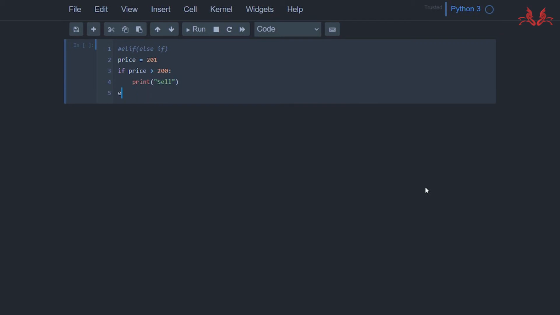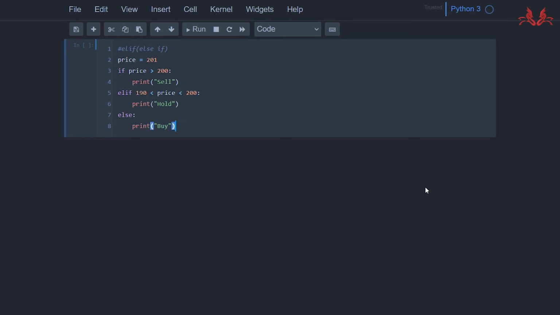And elif, the price bigger than 190 and smaller than 200, and it will print hold. And else, it means if the price is less than 190, and it will print buy.